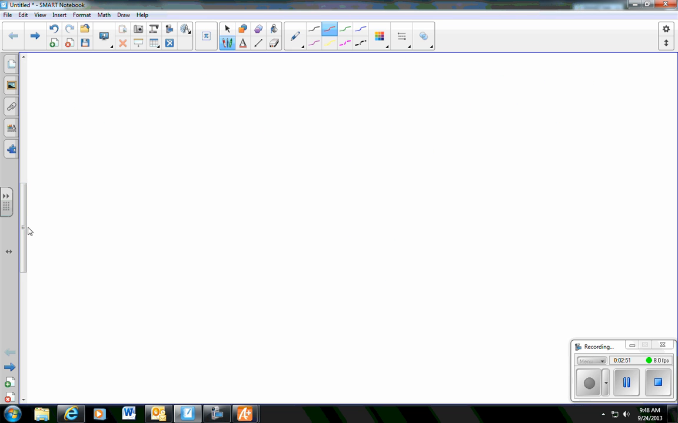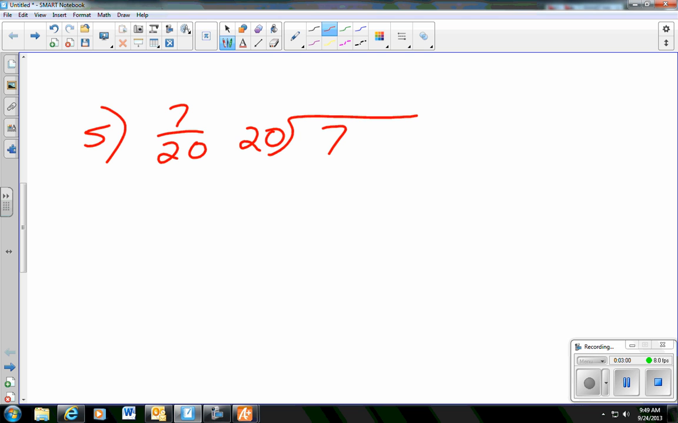Number 5 now. Number 5 says 7/20. So again, top number on the inside, bottom number on the outside. Decimal point, bring it straight up, add at least 1 0. So 20 goes into 7 0 times, and now we want to know how many times 20 will go into 70. So if you need your calculator, use it. You would type in your calculator 70 divided by 20. Okay, go ahead and type that into your calculator, 70 divided by 20.